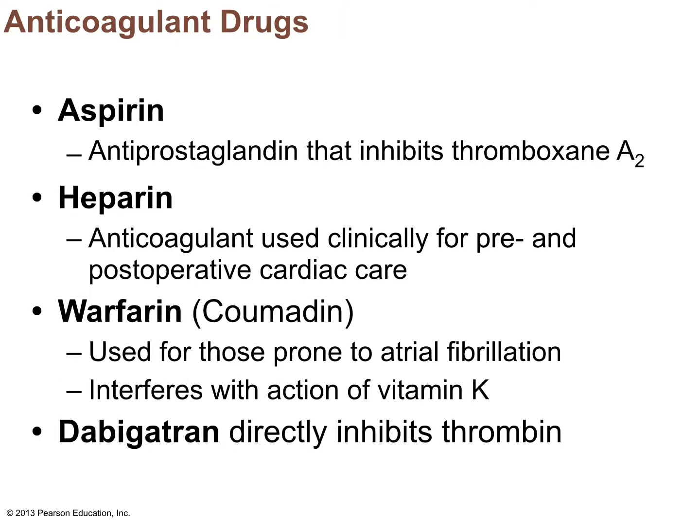For drugs that are used as anticoagulants, there's aspirin, which is an antiprostaglandin; it blocks something called thromboxane A2. Heparin is an anticoagulant as well, and warfarin is used for those that are prone to atrial fibrillation, and what it does is interfere with the action of vitamin K. Vitamin K is important for clotting. Dabigatran also functions as an anticoagulant by directly inhibiting thrombin. So all four of these are anticoagulants.